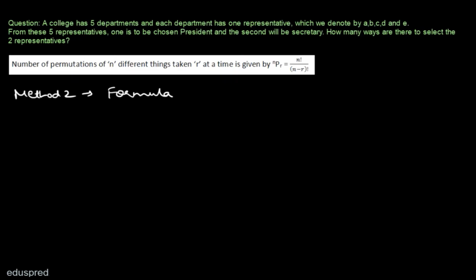Now note that we have already found that the order of the outcome matters. When the ordering matters, we use permutations, and when the ordering does not matter, we use combinations. In this case, because the ordering matters, we are going to work with permutations, and this is the formula that we are going to use. The number of permutations of n different things taken r at a time is given by nPr, which is n factorial divided by n minus r factorial. In this case, we have 5 different representatives A, B, C, D and E. That means our n is equal to 5 and we have to select 2 representatives. That means r is equal to 2.